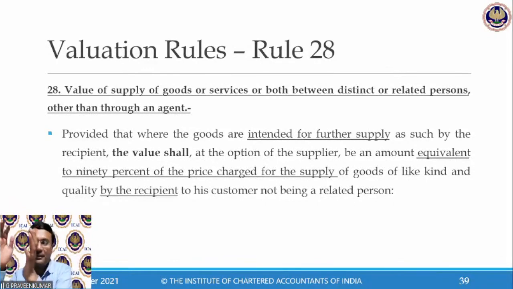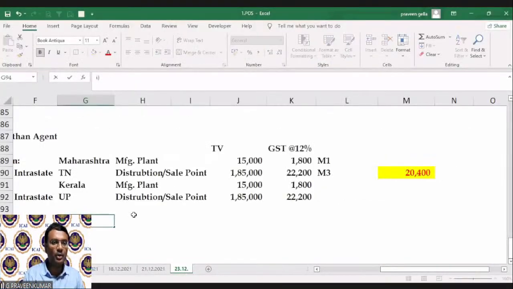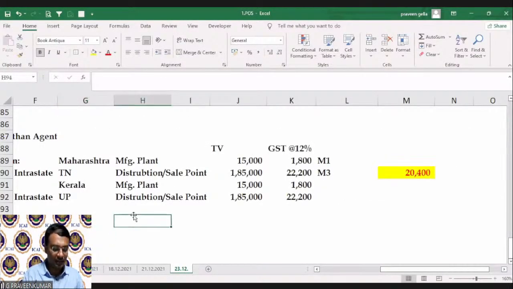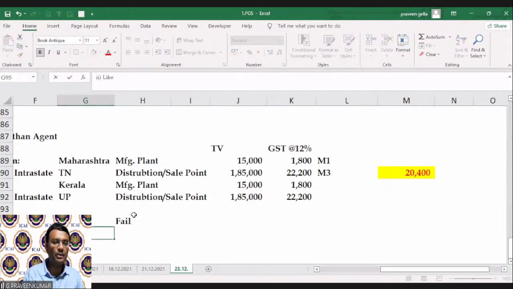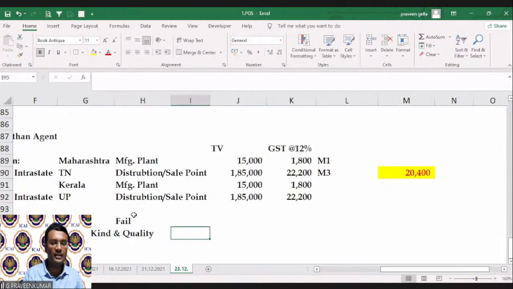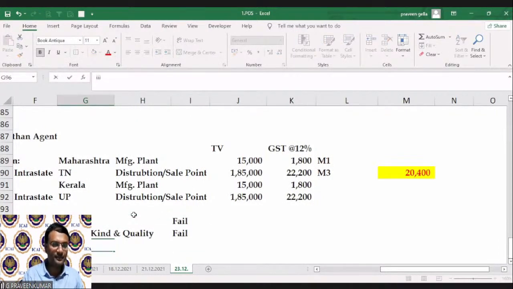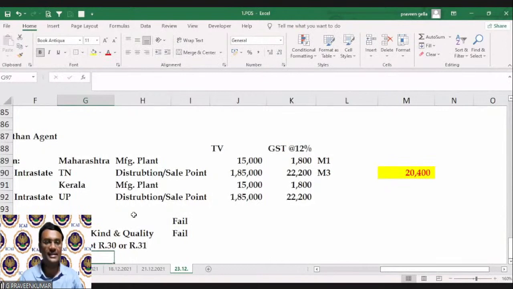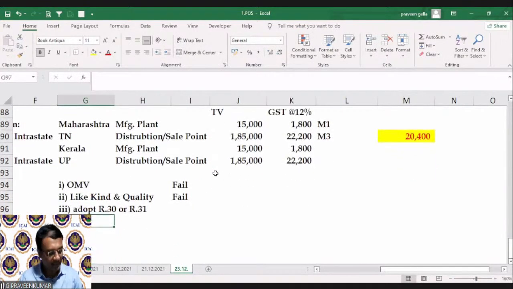If the goods are intended for further supply, then they say blindly adopt 90% of the value which is done at your subsequent point. So this particular provision says, first test for open market value. You get the result of failure, so it is not available. Second test, go for like kind and quality. This is also a failure. Then third option, adopt Rule 30 or 31. Rule 31, value as per generally accepted accounting principles.